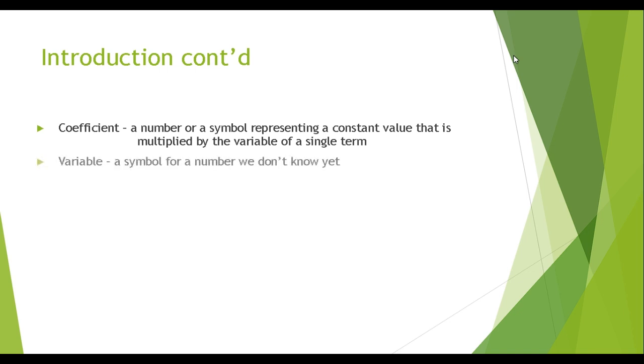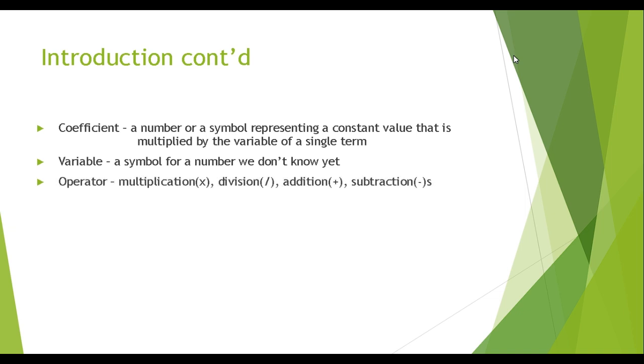So a variable is simply a symbol for a number we don't know yet. So that number that we do not know as yet, we use a symbol to represent it in the equation. That is why we use x. We could have used a, b, c, y, but for this equation we just use x.